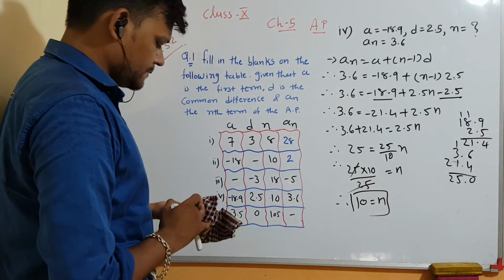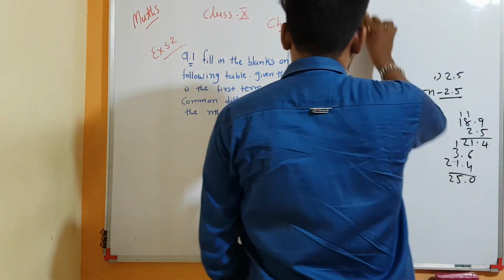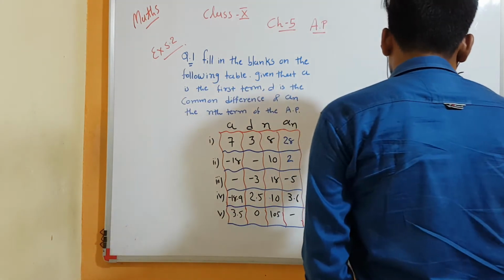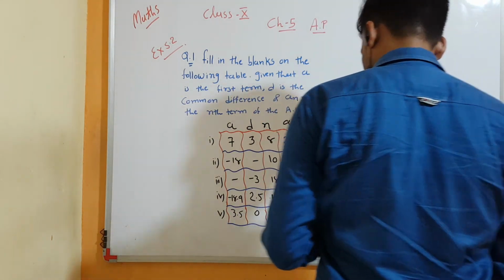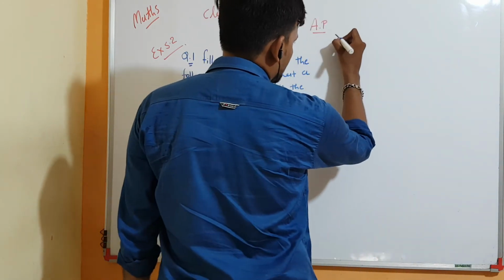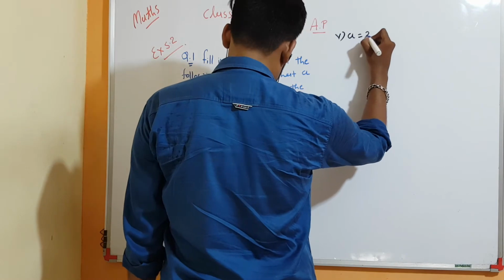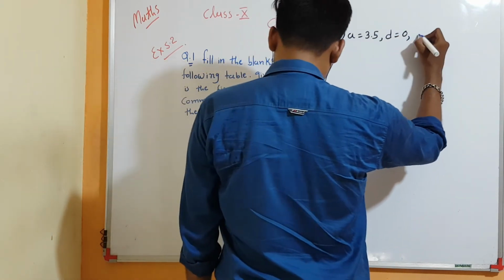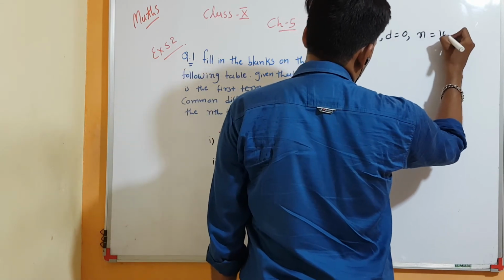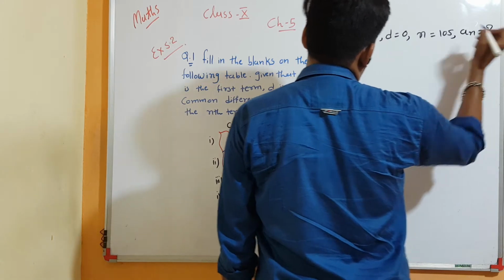Okay. Now let's solve the last part of this question. In the last part, A is given, it is 3.5. B is given, it is 0. N is given, it is 105, and you have to find An, right?